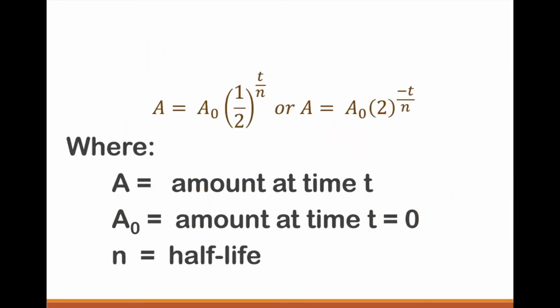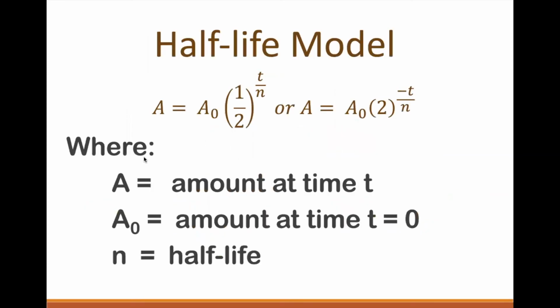So let's understand the notation of the problem. A is the amount at time T. A sub 0 is your amount at T equals 0, the initial amount, and N is the half-life. Okay, so let's try to answer some examples.